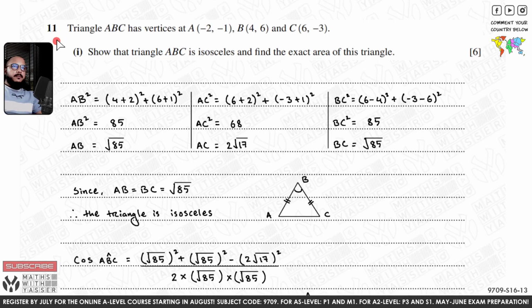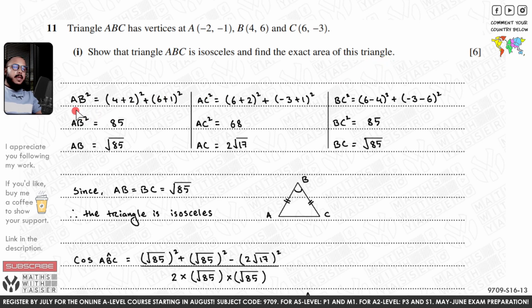Question number 11. Triangle ABC has vertices at A(-2, -1), B(4, 6), and C(6, -3). Show that the triangle ABC is isosceles and find the exact area of this triangle.